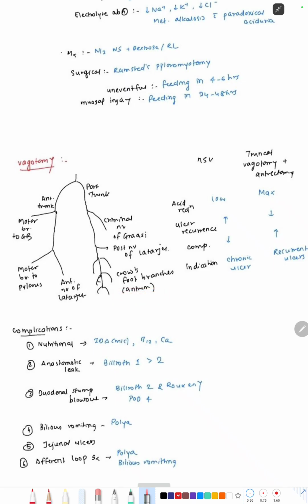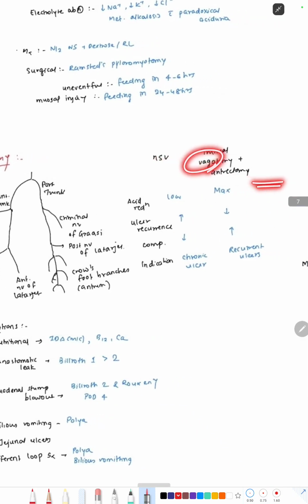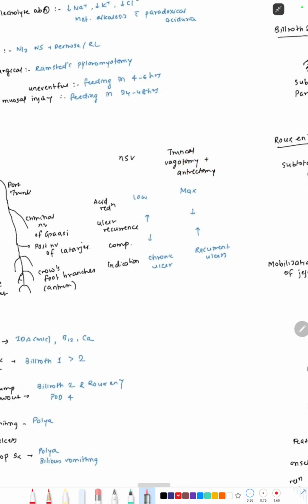So there is a truncal vagotomy as well as an antrectomy and a highly selective vagotomy. In highly selective vagotomy, the acid reduction is low, while in truncal vagotomy or radical one, there is maximum. Also, recurrence chances are more in highly selective, complications are less in highly selective. Indications are chronic ulcers in highly selective, while in truncal vagotomy, we should go for recurrent ulcers.